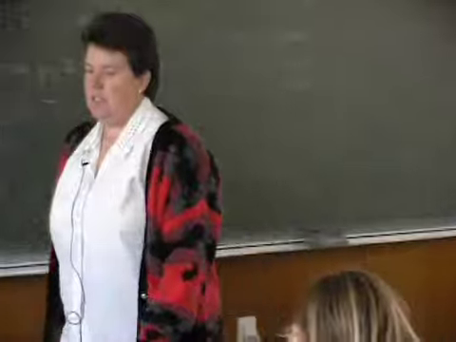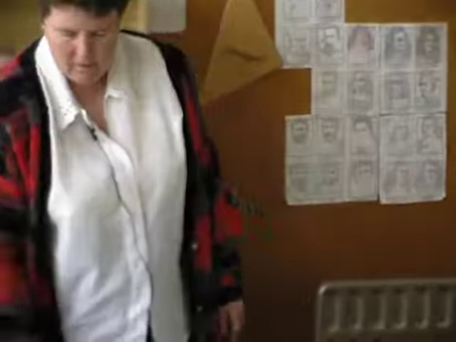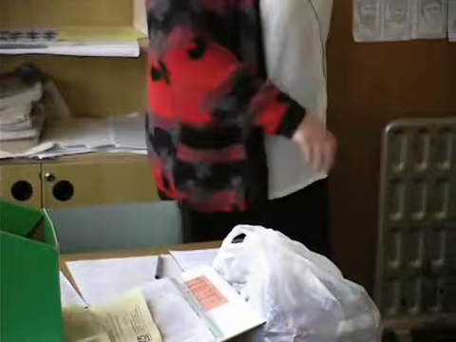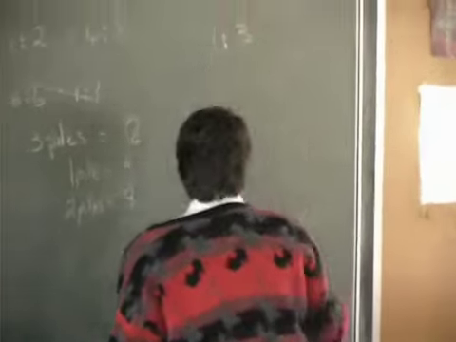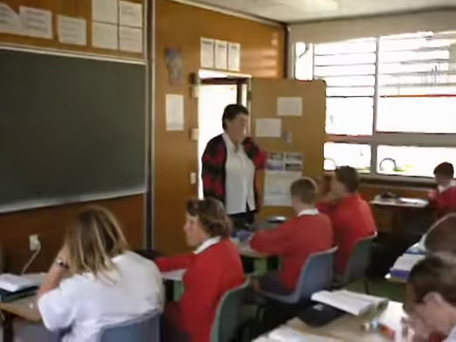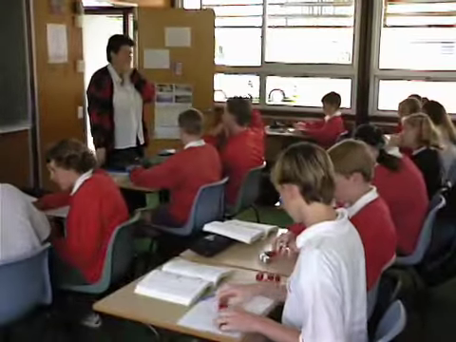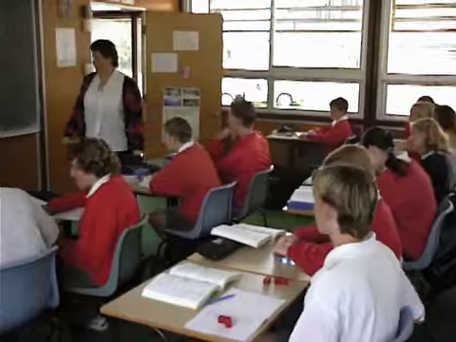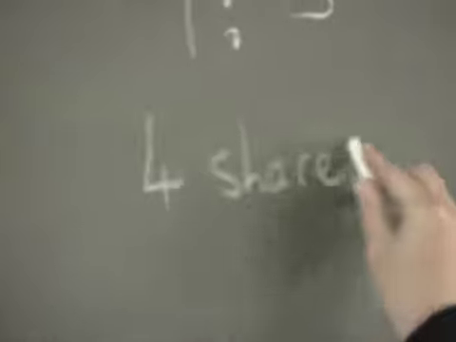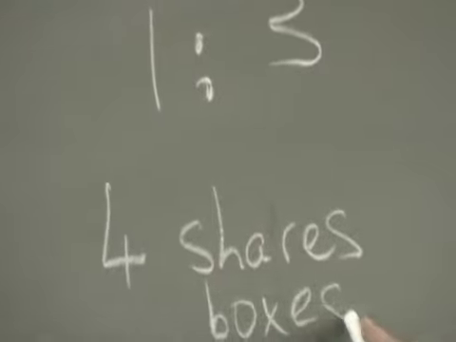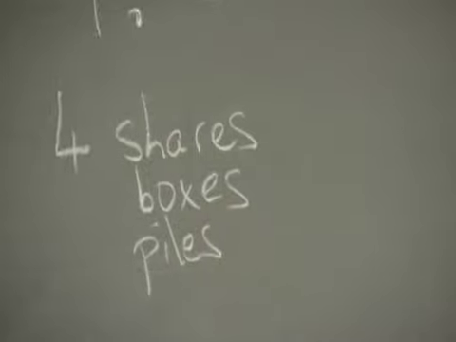Okay, so I want you to see if you can create for me a ratio of 1 to 3. How many blocks have you got altogether? 4. So you would have 4 shares or 4 boxes, 4 piles that you need to create. Alright?